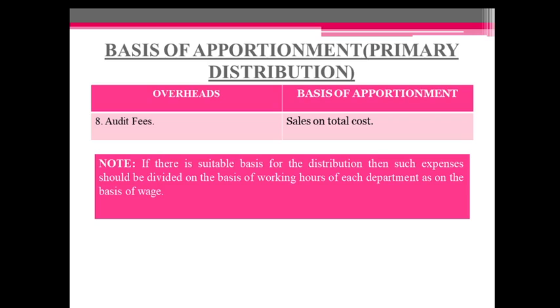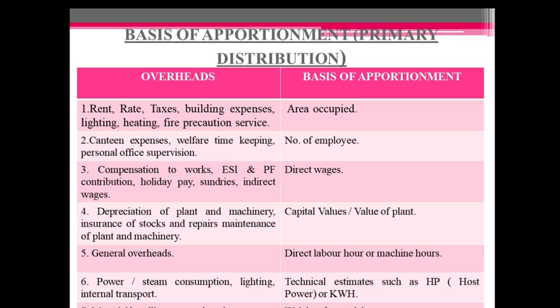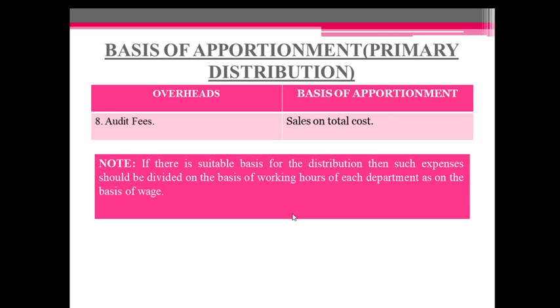It is very easy, and the problems will come on this. But you should know which overheads are distributed on which basis, such as area occupied, number of employees, or direct wages. And this note is very important: if there is no suitable basis for the distribution, then such expenses should be divided on the basis of working hours of each department or on the basis of wages. This is a very important note.